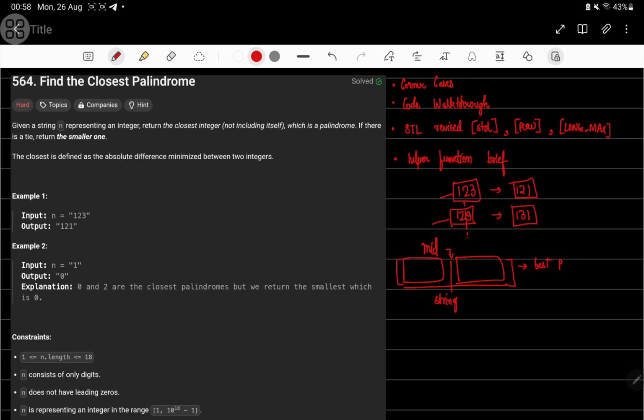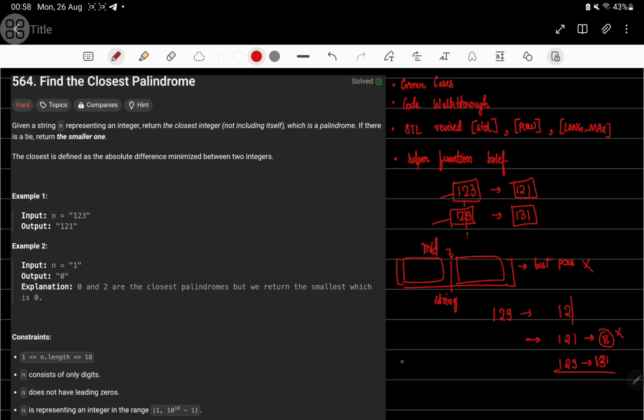But it was not the case, because we can see that for 129, what we would have done is simply take 12 as the half, and then convert it into 121, which gives me 8 as the difference, which is not the closest. Definitely the closest for 129 would be 131.